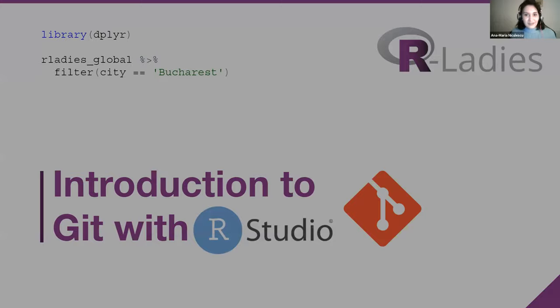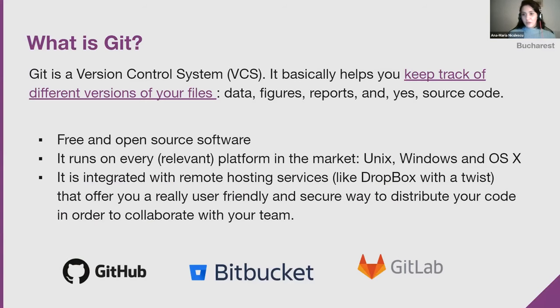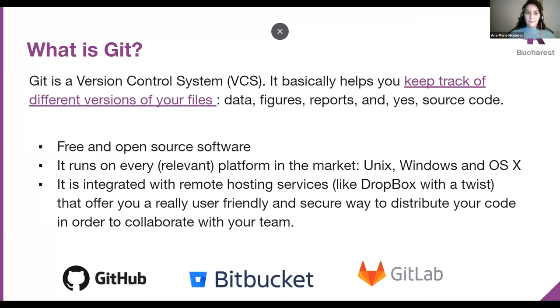What is Git? Git is basically a piece of software which can be installed on your computer. It's a version control system, which means that it keeps track of anything that happens in your specific project. A specific Git project is actually called a repository, so it keeps track of everything. If you are here, you are most likely working with data, with spreadsheets, maybe with reports and with code, and Git helps you really organize the history of your steps.